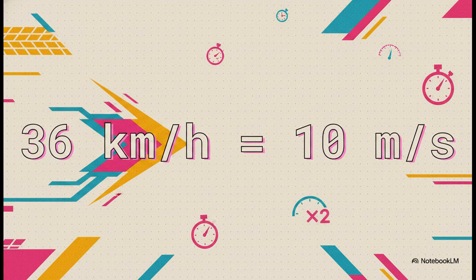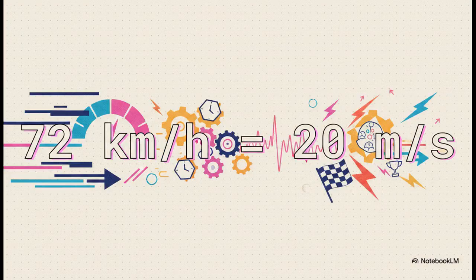See how nicely this builds? Once you have that anchor, everything scales flawlessly. If a problem doubles the speed from 18 to 36 kilometers per hour, you don't calculate a single thing. You literally just double the meters per second from 5 to 10. Done. Let's take it even further. Snap to 72 kilometers per hour? Instantly you know it's 20 meters per second. What about 54 kilometers per hour? Well, that's just 3 times 18, so it's obviously 15 meters per second.